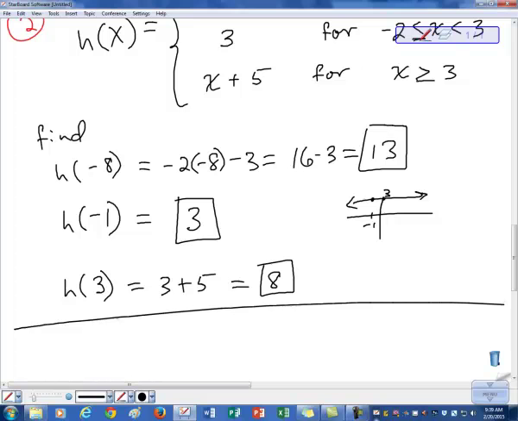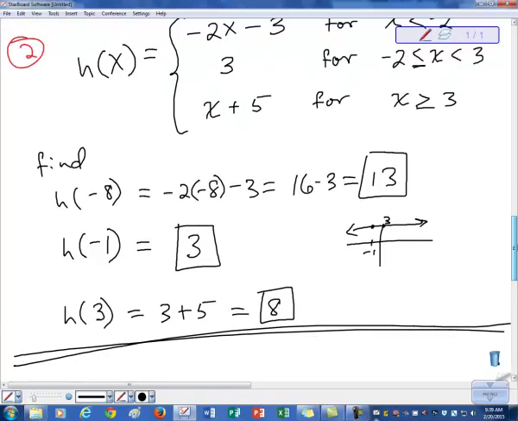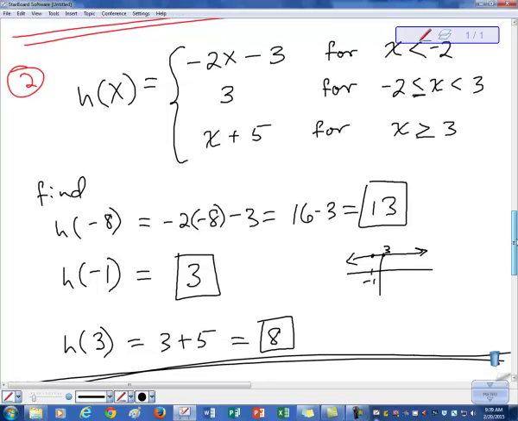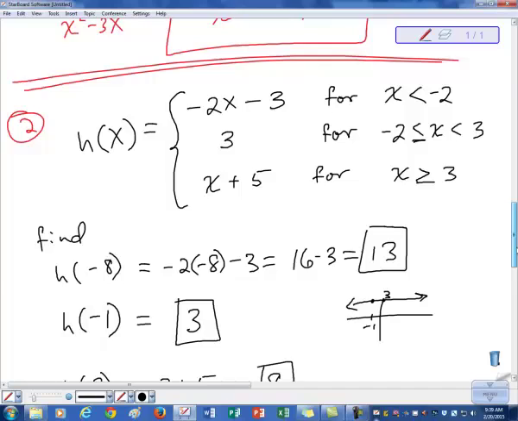All right. And that's basically, there's more, but those are the three that cover all three of these parts of the piecewise defined function.